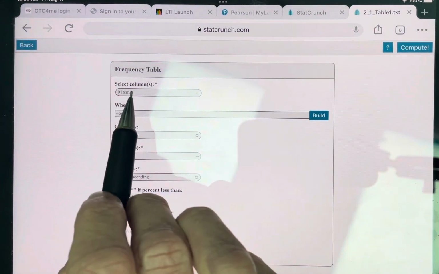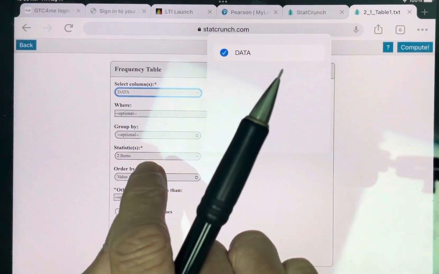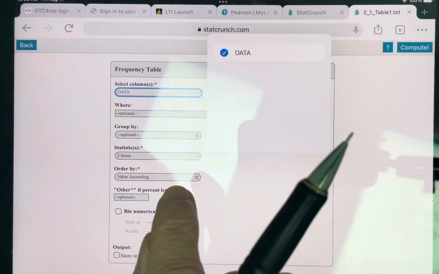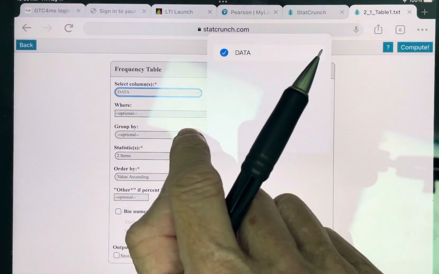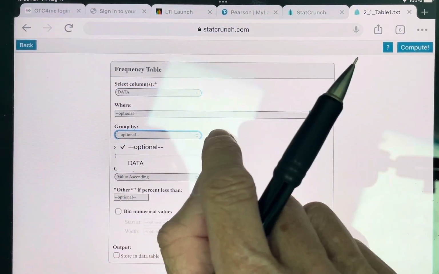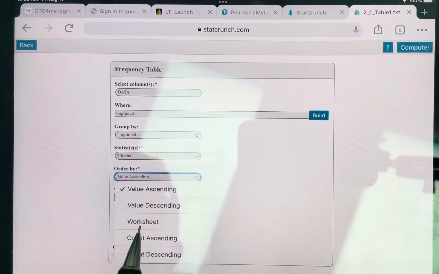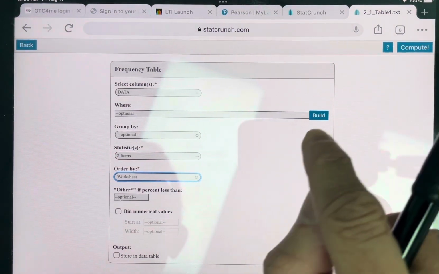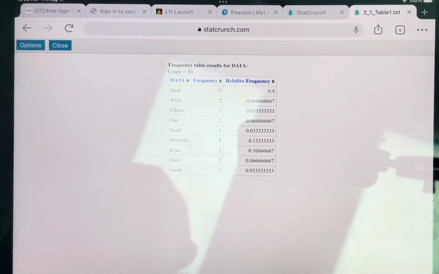Select my columns. Well, the column is the data. I don't need to worry about grouping by anything. I like to order by worksheet. I like to order it by how the worksheet listed it, generally speaking. Then let's compute. Mine's over here on the right. And there you have it.